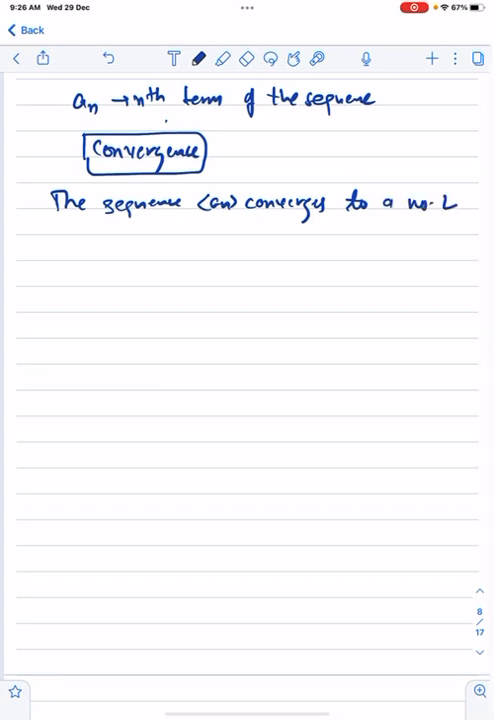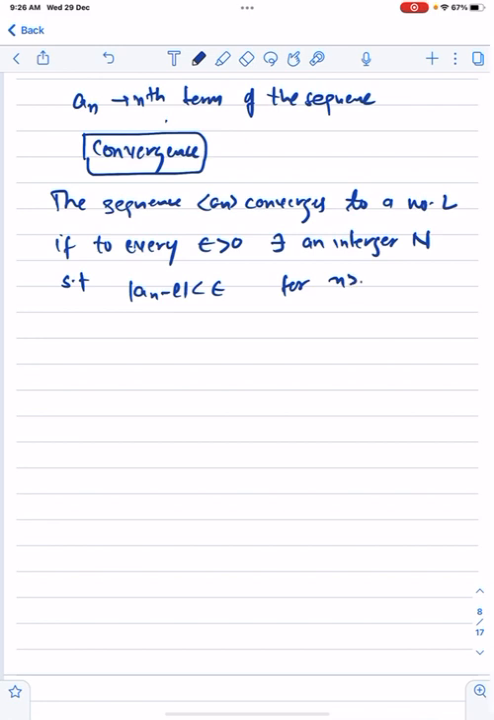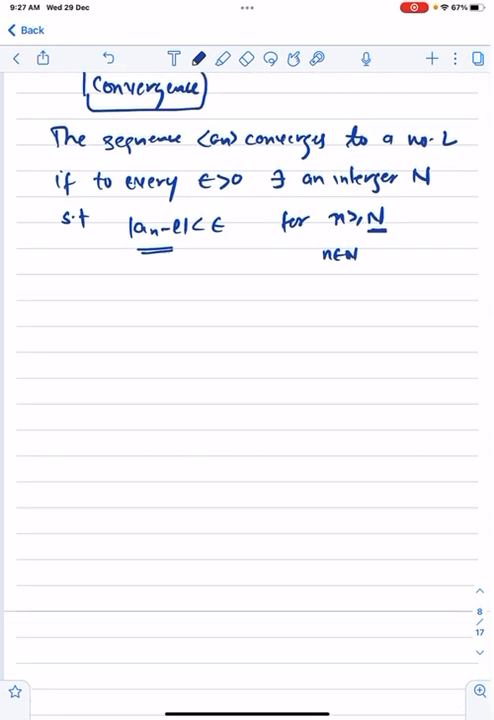to a number, say L, if for every epsilon that is a positive number, there exists a positive number, or you can say there exists an integer N, such that |a_n - L| is less than epsilon for n greater than capital N. That means whenever your small n, which belongs to the natural numbers, is greater than this capital N, this inequality will hold.